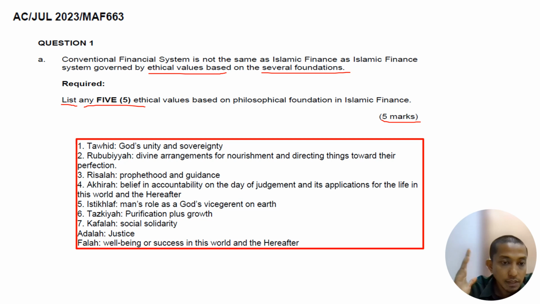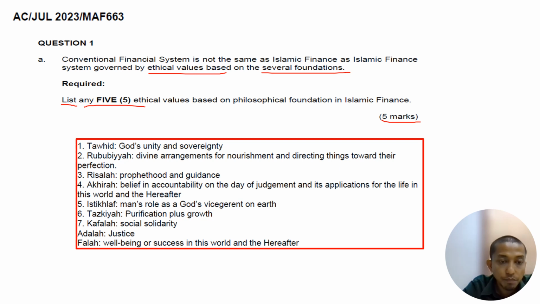So this is the answer. The answer I put here is 7, 8, and 9. Any 5 should do. Tauhid, which is God's unity and sovereignty. Rububiyah, divine arrangement for nourishment and directing things towards their perfection. Risalah, which is prophethood and guidance. Akhirah, belief in accountability on the day of judgment and its application for life in the world and the hereafter. Khilafah means role as God's vicegerents on earth.